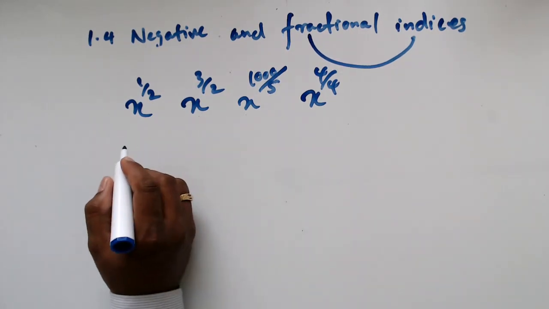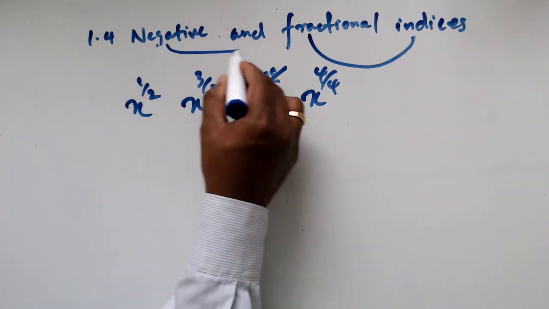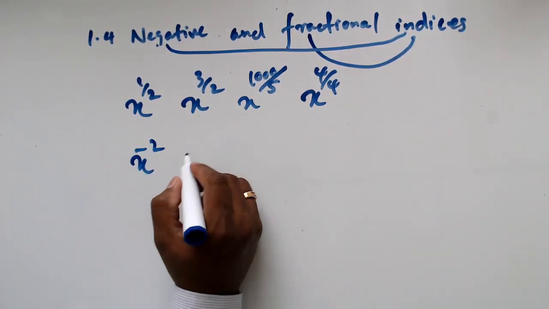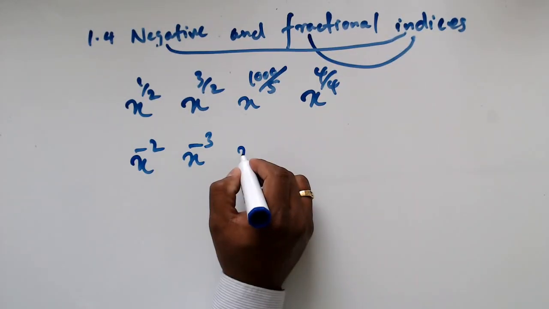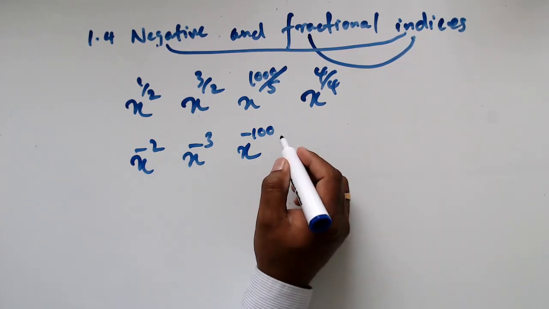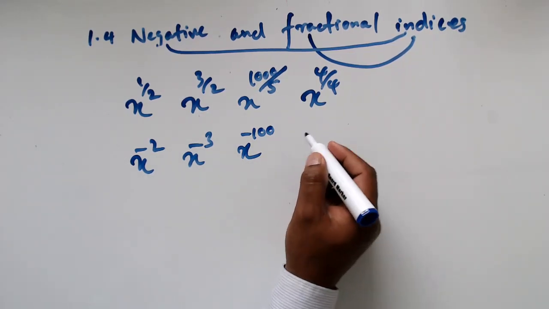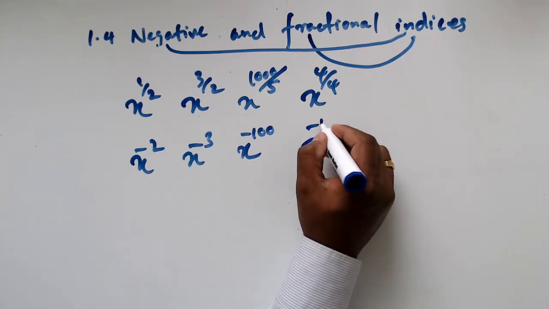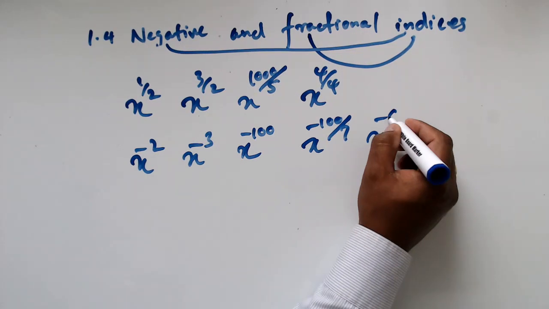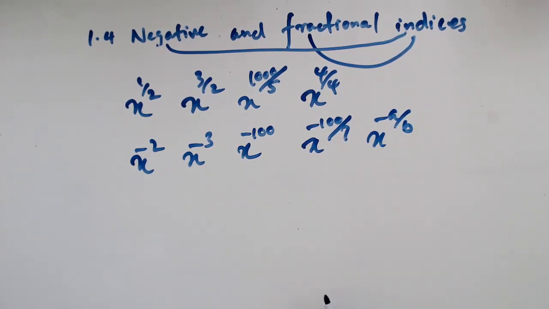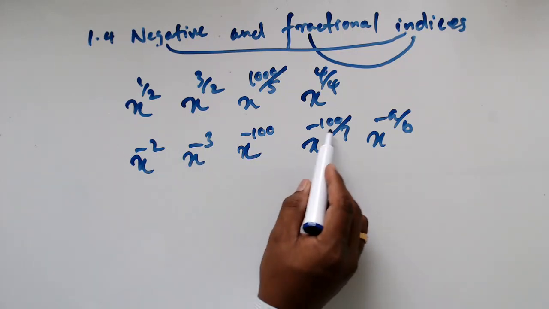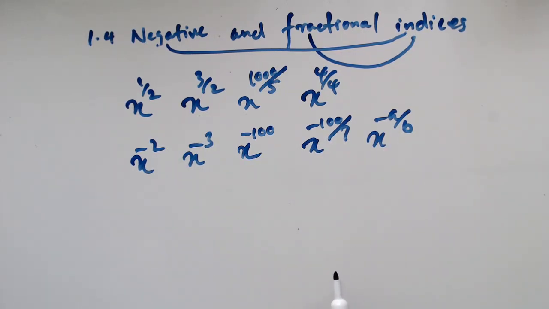And the negative indices. It means x to the minus 2, x to the minus 3, x to the minus hundreds, or as fractions as well: minus 100 over 7, x to the minus a over b. So likewise, those are negative indices.